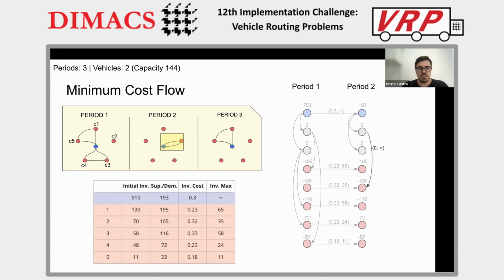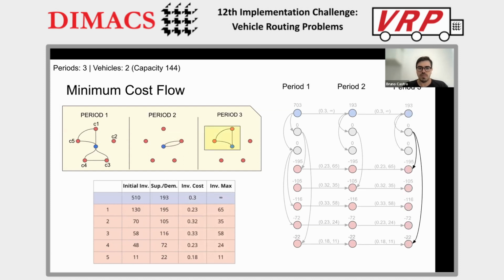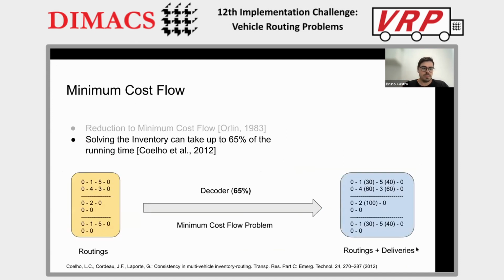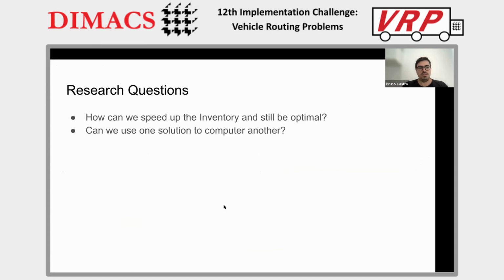We do this for the other routes and through the other periods. And finally, we create a new artificial vertex that demands the difference between the total supply and the total demand. Solving this inventory can take up to 65% of the running time. And then we got these research questions: can we speed up this inventory calculation and still be optimal, and can we use a previous solution to compute another solution?